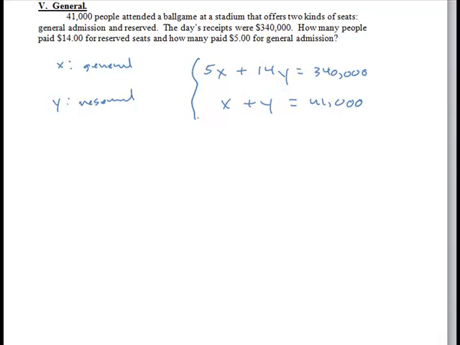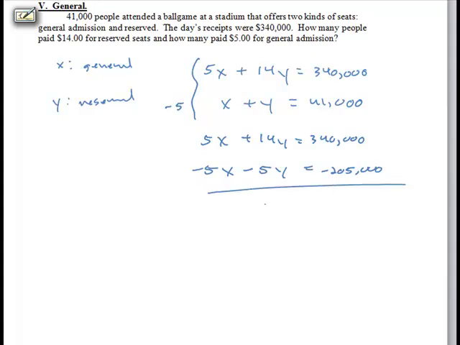Once again, solve using whichever method you prefer. I'm going to solve using the elimination method, multiply the second equation by -5, so the first one does not change. Second equation, -5x minus 5y is equal to -205,000. Add the two together, 9y is equal to 135,000. So y is equal to 15,000, which makes x equal to 26,000. So which is which? y was the amount of the reserved seats that were sold, and x was the general admission tickets sold.